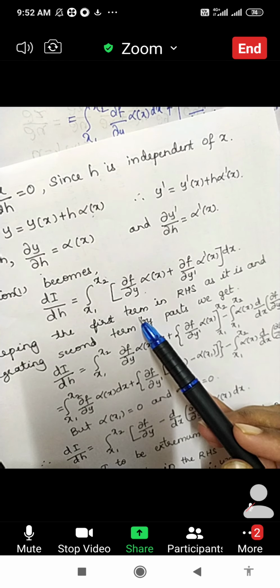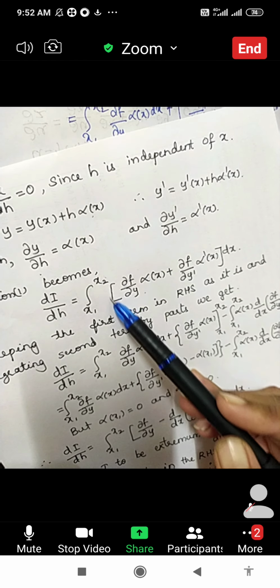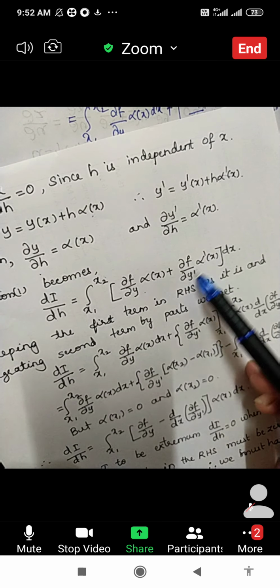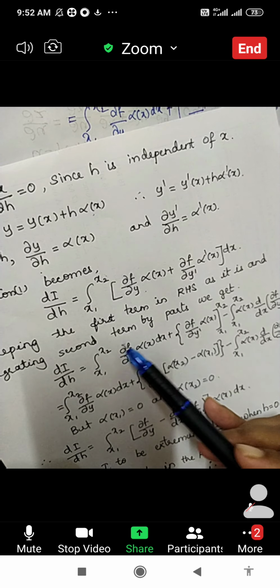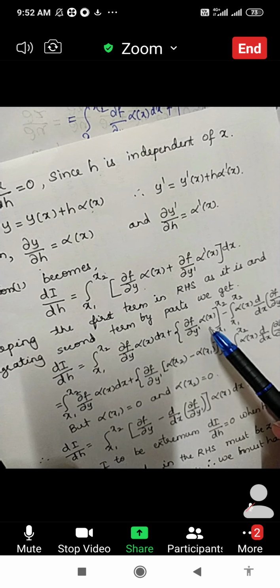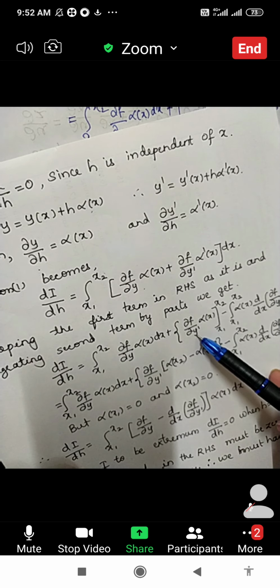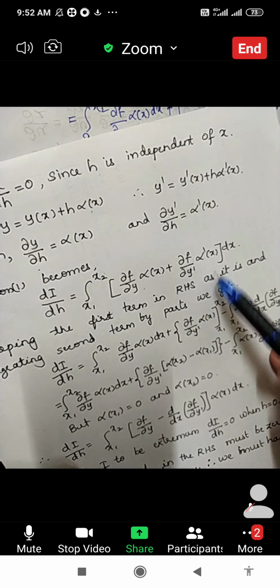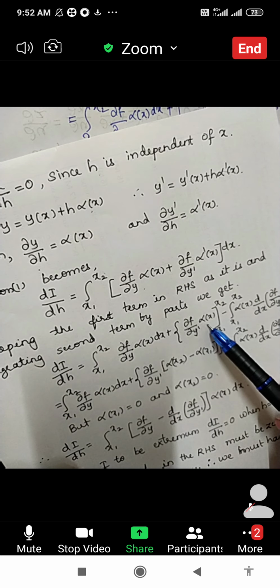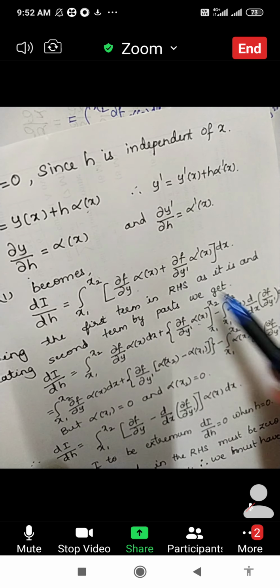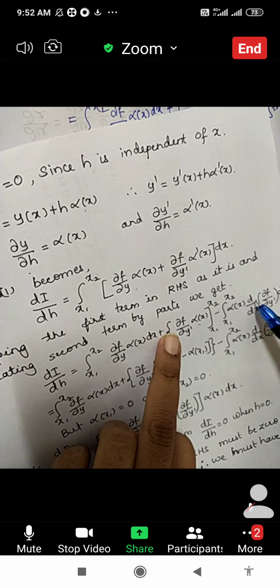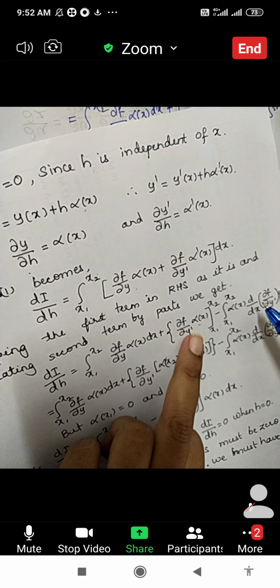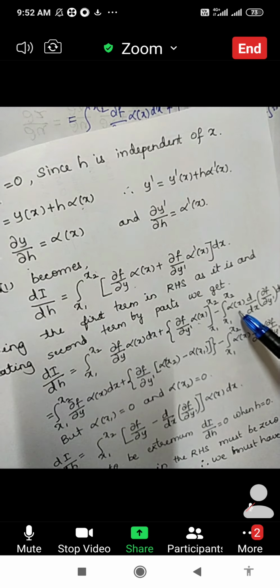Now we'll keep the first term as it is and not disturb it. The second term, we are going to integrate by parts. By parts means we have to fix the first function. I'll treat this as u, and the integration of alpha dash is alpha of x. Similarly, minus the integration of the differentiation of the first function, then the integration of alpha dash, which is alpha of x.